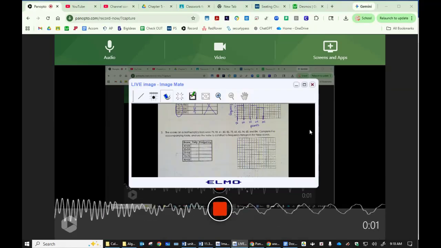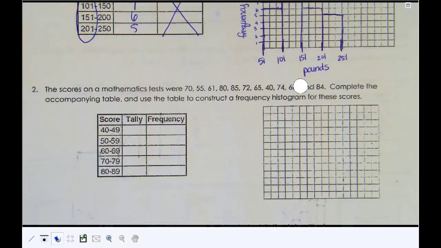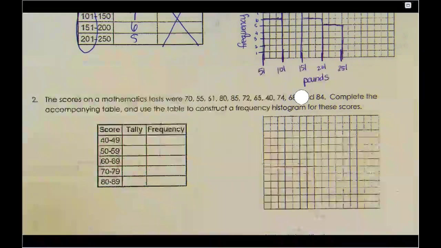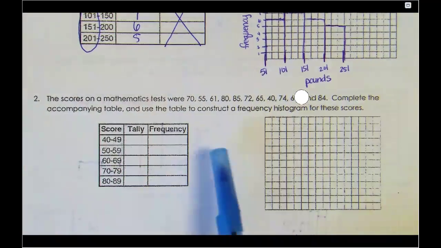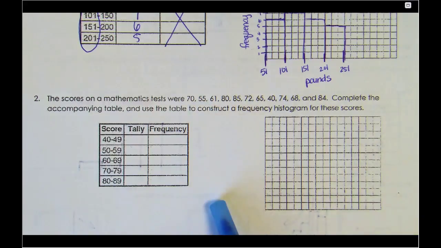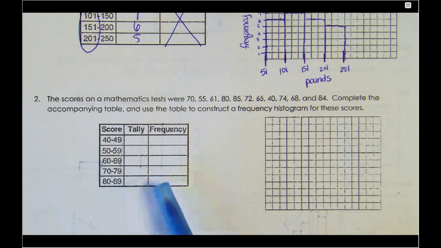All right. So on Friday, we were talking about making a histogram. We talked about the fact that to make a histogram, you need to be able to make a frequency table.